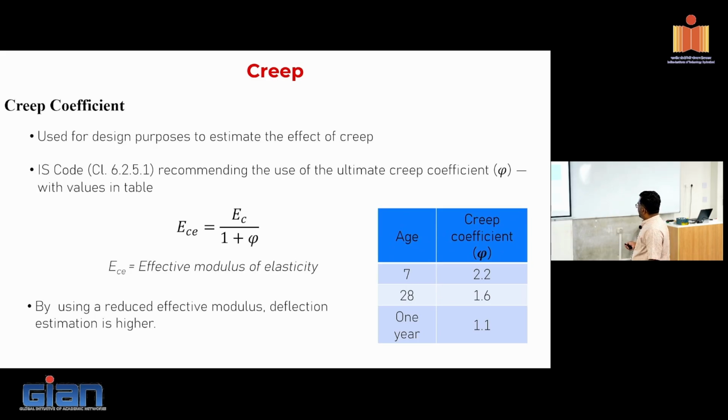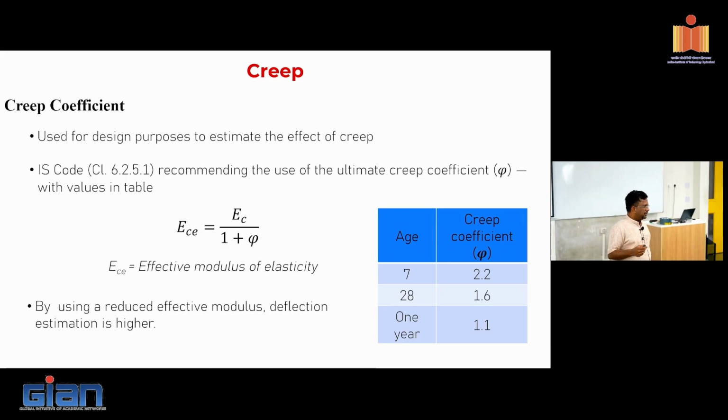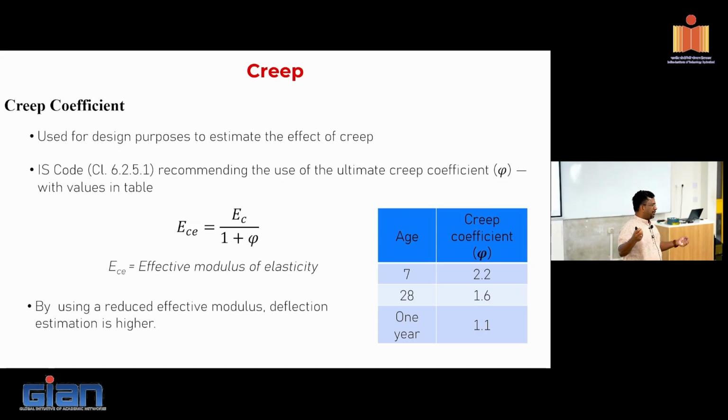Anyway, if I start loading at a young age, my creep is going to be more. Why? Because at a young age, my hydration is not complete. More water is there. If I start loading, you have already created a disturbance in the system and you're creating more passages for the water to escape out of the system, right? So that's the reason at low age, if I start loading, my creep coefficient is going to be high.